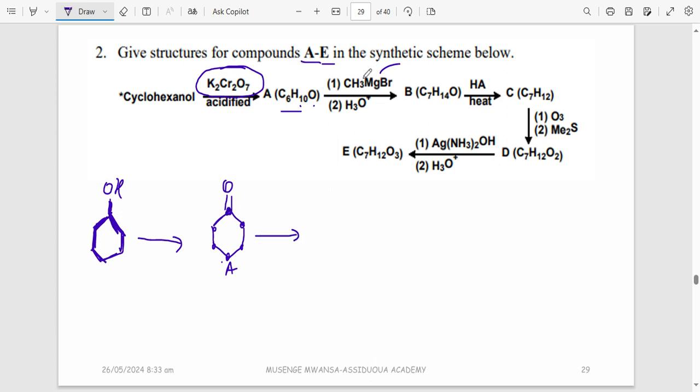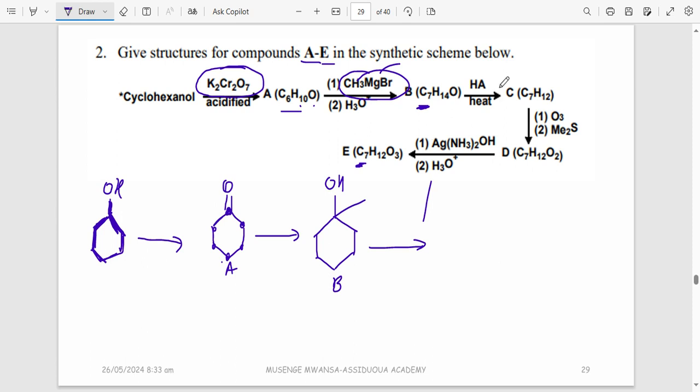And then after that, you are reacting with the Grignard reagent. Remember, this is a Grignard reagent. When you react a ketone with a Grignard reagent, you are forming an alcohol. This Grignard reagent only has 1 carbon, so you are going to have it there, and then this is going to be OH. So you can see I've just introduced the 7th carbon, that's why I've got 7 carbons here. So this is the structure B.